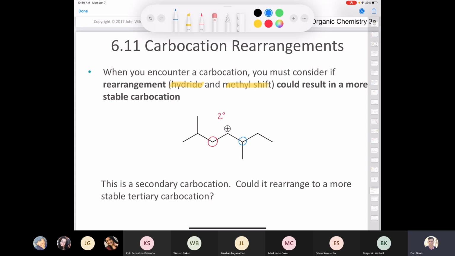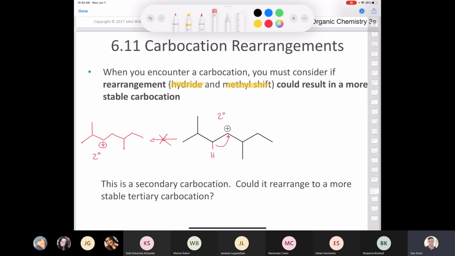Well, on the carbon that I have circled in red, the only things on that carbon are hydrogens. If a hydride shift was to occur, what would you end up with? You'd end up with this, with a positive charge here. Let's draw it. You would go from a secondary carbocation to a secondary carbocation. That is not going to happen, because you don't increase the stability whatsoever. No improvement in stability, so it's not going to happen.